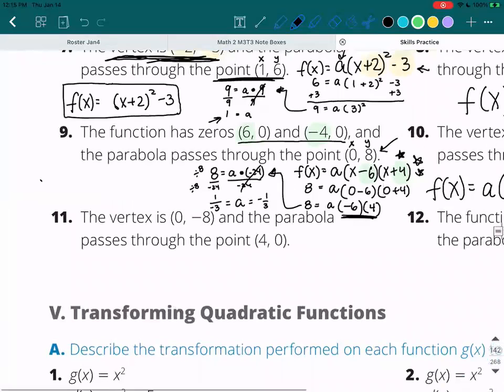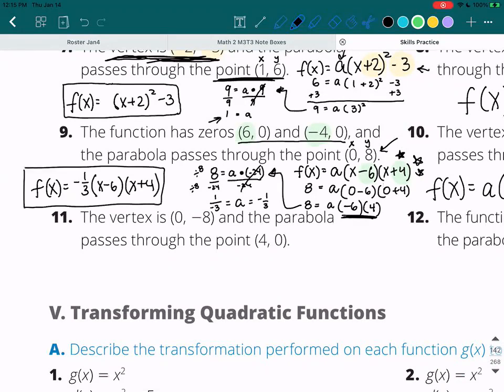So I'm going to write it over here. f of x is equal to our a value, which we just said was negative 1/3, parentheses x minus 6, parentheses x plus 4. And that would be your final answer. So all I did to get this was I took this equation that we wrote in the very beginning, where we were only missing the a value, and then I just plugged in the a value that we just solved for. So that's number 9.